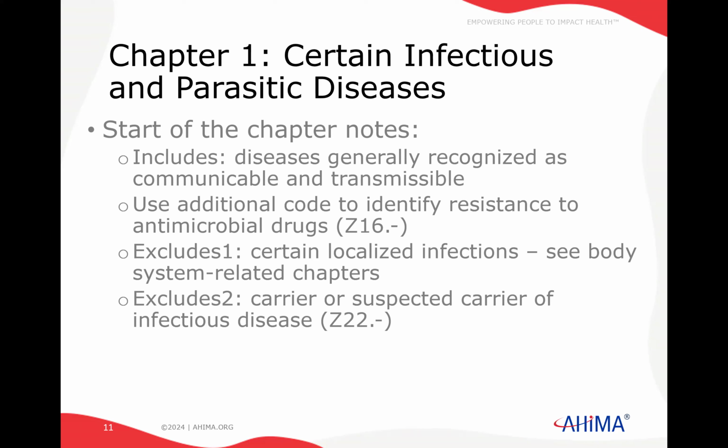And again, you'll see throughout this chapter the notes in the tabular. So this includes diseases generally recognized as communicable and transmissible, additional codes. So it'll say use additional codes to identify resistance to antimicrobial drugs. There is excludes 1 and excludes 2. Excludes 1 meaning mutually exclusive. So if you have a localized infection, for instance, you can't have it with a generalized infection, right? It's mutually exclusive. Excludes 2 means not normally found there, but can be coded if the documentation supports it.